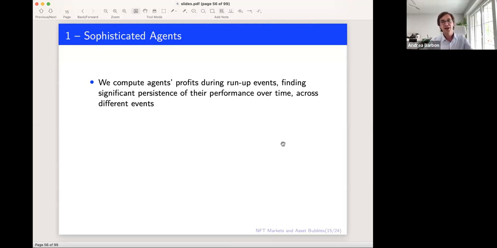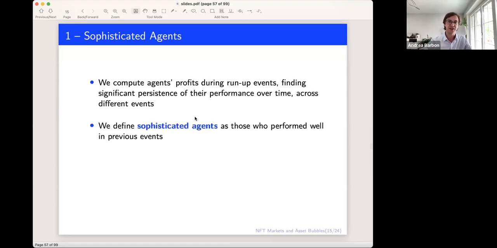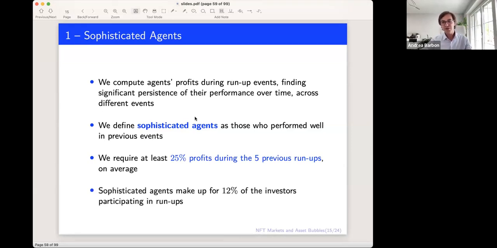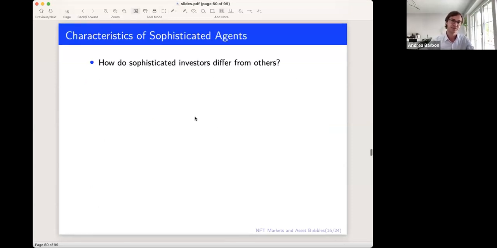There are some individuals that are performing better consistently. So because of that, we think it makes sense to define this set of sophisticated agents. We just define them as those users that perform very well in the previous events. In particular, we require at least 25% profits averaging on the previous 5 run-up events. We find that there are about 12% of sophisticated agents in the pool of investors participating in our run-up events. So let's say that's the top 10% of the traders in these markets. Those are the sophisticated agents.